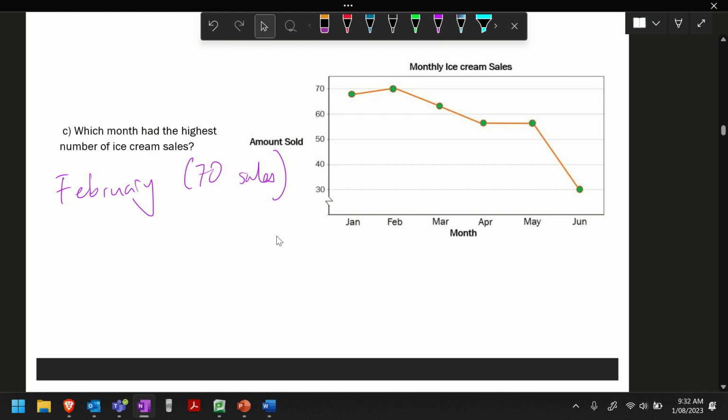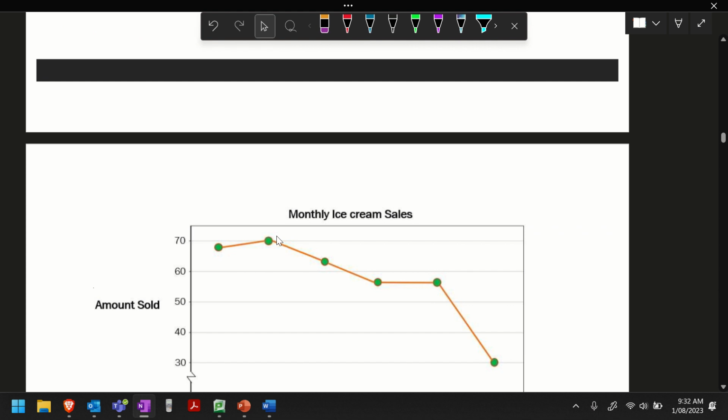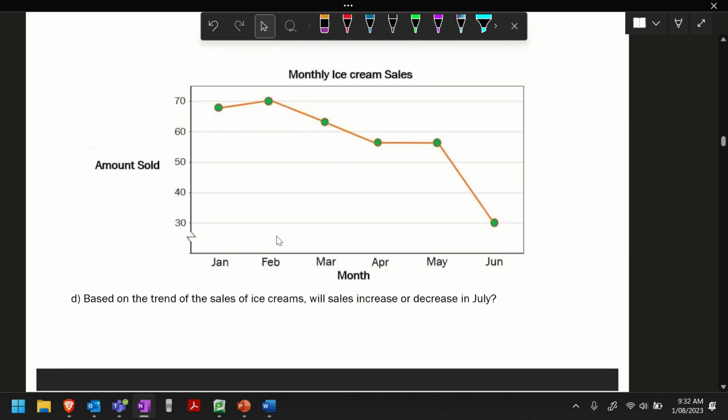Okay, last one. I think the last question for this is based on the trend of ice cream sales, and this is where we now need to come up with some predictions about what might happen based on the trend. What do you think might happen in July? Van, can you tell me what you think based on the trend here? Do you think it'll go up or do you think it'll go down? Good. Why do you think it'll go down? It's a downward trend. So we can expect that in July, a downward trend.